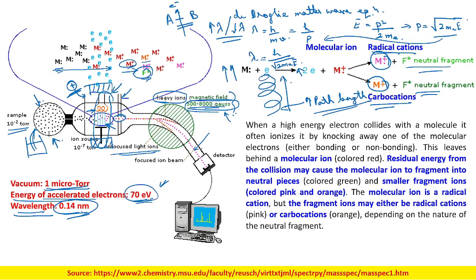Now I already told you that these carbocations are not radicals, they only have the positive charge, whereas the radical cations have a positive charge and an unpaired electron.